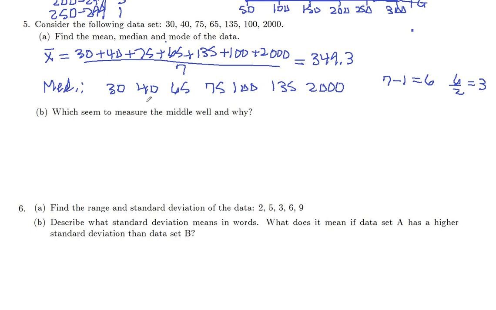The median is going to be the fourth value. 1, 2, 3, 4. So there's our median. And we've got 3 below and then 1, 2, 3 numbers above. So median is 75. So median equals 75. And then the mode of the data, there's no repeated numbers, so no mode.